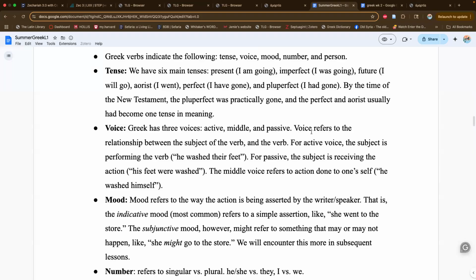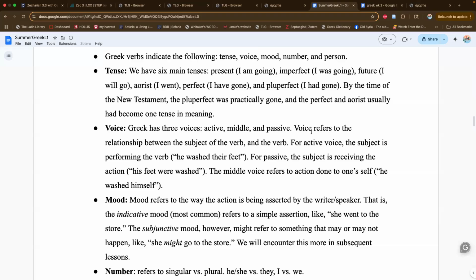Perfect, which is similar to the English perfect. This is a little complicated, but if you're translating something, it's best to just translate it as I have done something. At this point in Greek, the perfect and the aorist have sort of merged to mean the same thing, just like a simple past tense. And then the pluperfect, which is past tense in the past. So like after I had done this, I did this. The had done would be in the pluperfect.